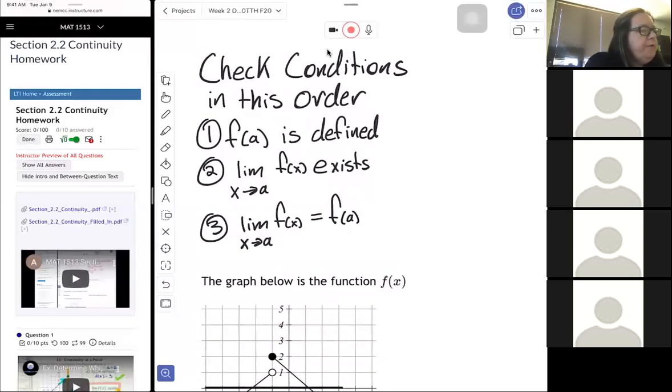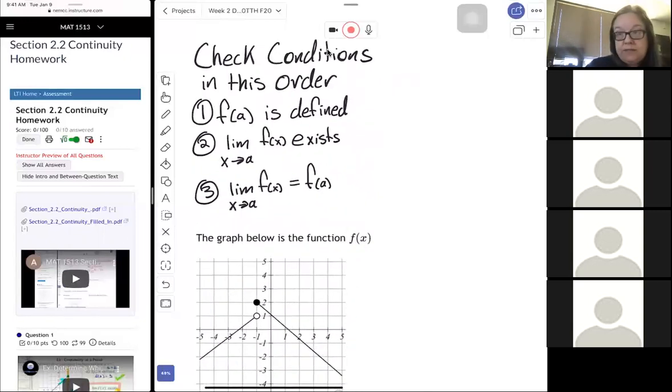All right, so for continuity, for a graph or function to be continuous at a point, at a certain value A, and that's going to be an X value off the horizontal axis, in order for it to be continuous at that point, all three of these have to be true, okay? The first one, f of A, is defined. So let's talk about the conditions as we go through.